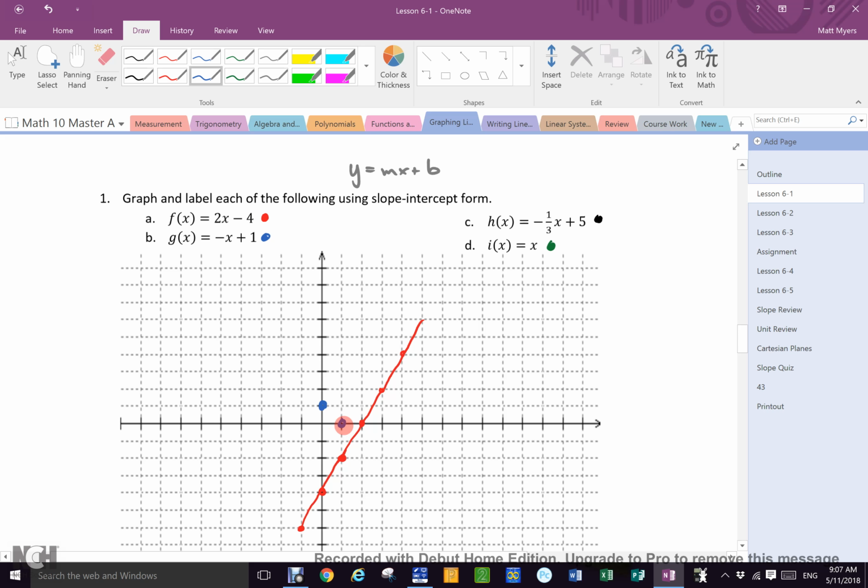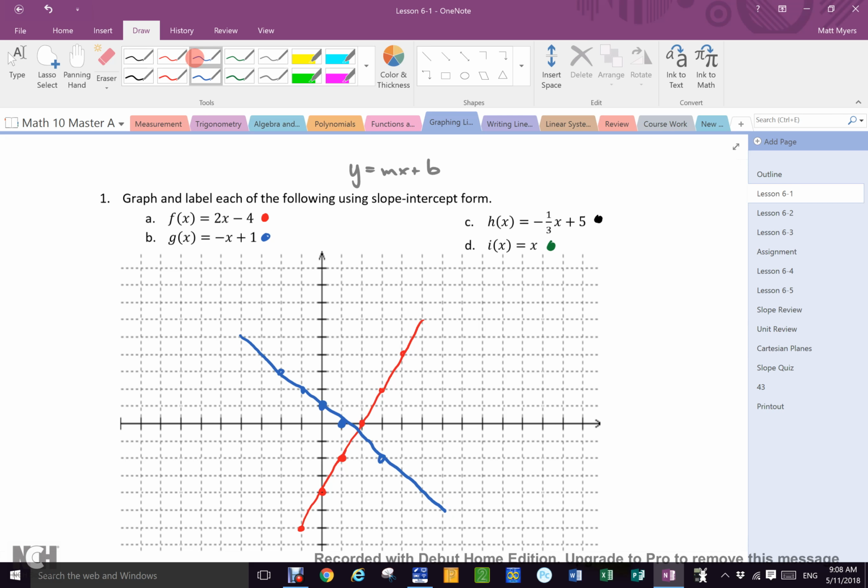Right, because I need it to be negative. Down 1, right 1. Now, once that happens once, how often does it happen? Infinite. So I can go up 1, left 1, up 1, left 1, down 1, right 1, down 1, right 1, forever. And there is that line. Is everybody good?